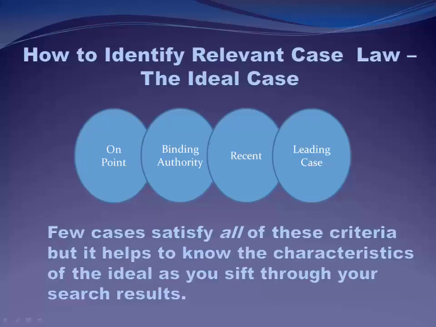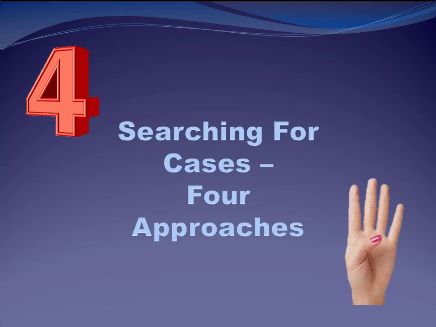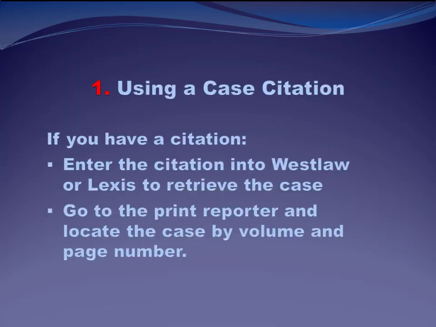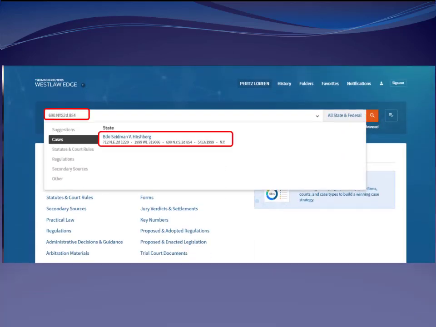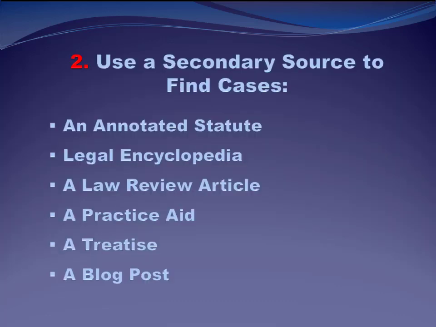All right, so let's spend a few minutes talking about how you actually find cases using Westlaw or Lexis, and I'm just going to give you 4 approaches. So if you have a citation, you enter the citation into Westlaw or Lexis, and you can do it right from the landing page, or you can go to a print reporter if you have that and go to volume 690 and turn to page 854. That's just as easy. It depends on what you have available to you.